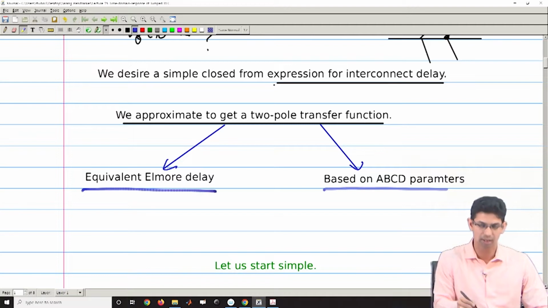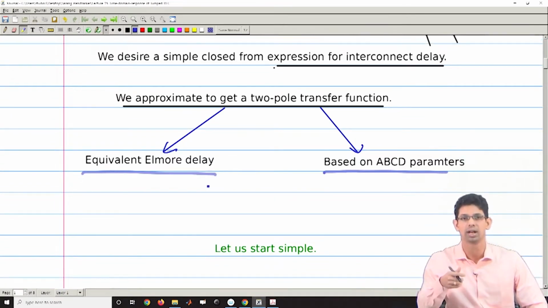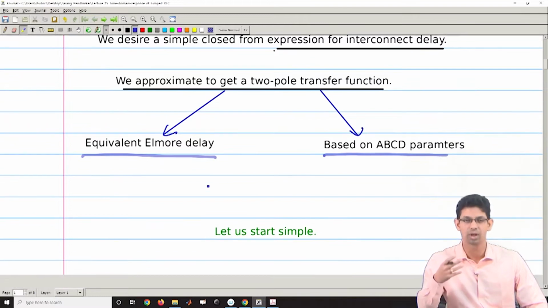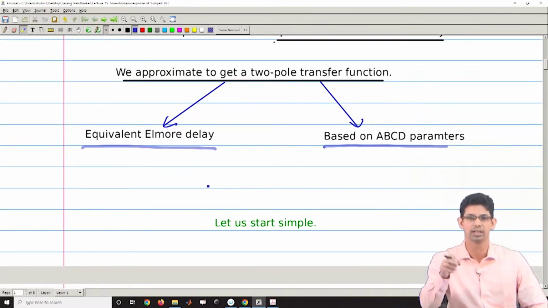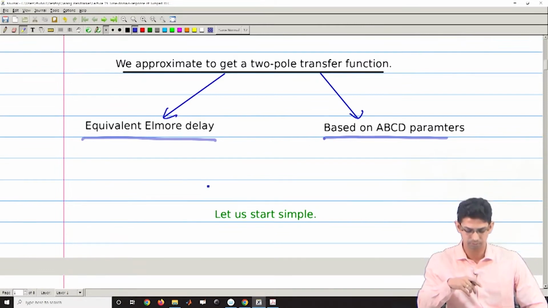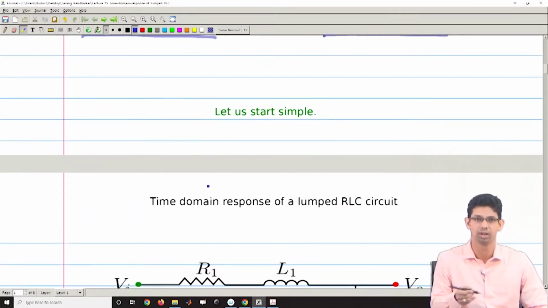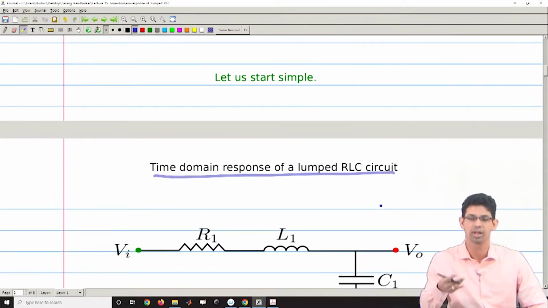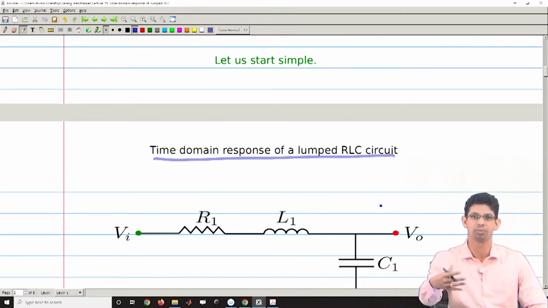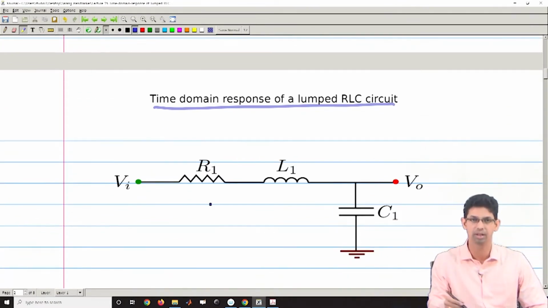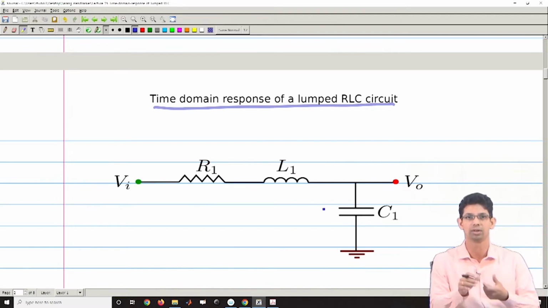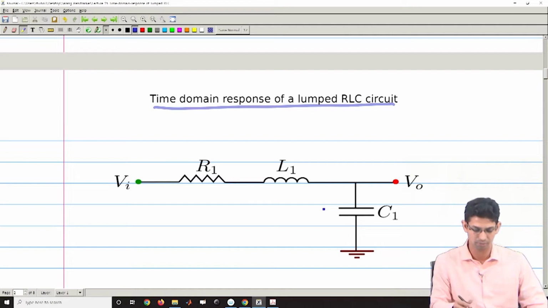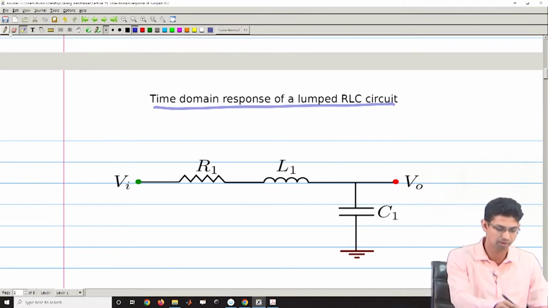But before we do that, in this lecture let us again start simple. To understand how different terms of R, L and C will impact the response, let us first do the time domain response for a lumped RLC circuit. Therefore, we are stepping back to understand this complexity. We are stepping back to take single elements for the resistor, inductance and capacitance. Here I am representing them by R1, L1 and C1. These are now the resistance, inductance and capacitance, not per unit length quantities.